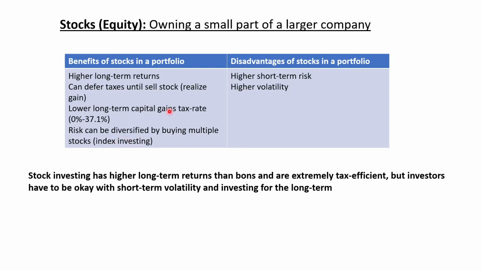So now let's talk about the disadvantages of stocks in a portfolio. When you invest in stocks, there's higher short-term risk. So again, there's more volatility, so the price can go up and down a lot. If you're investing for the short term, it can be very risky, right? Long term, not as much, but again, you're getting the advantage of higher long-term returns, but you're paying the price with higher volatility relative to bonds.